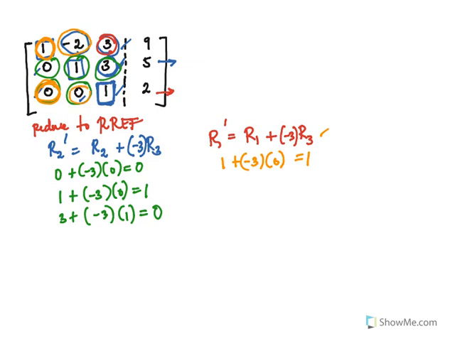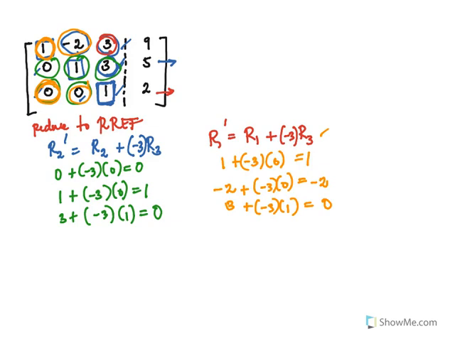Okay, this and this one. Negative 2 plus negative 3 times 0. So, you have negative 2. And then, you have 3 plus negative 3 times 1. So, you have 0. And then, sorry, I forgot to put dito kanina, no?